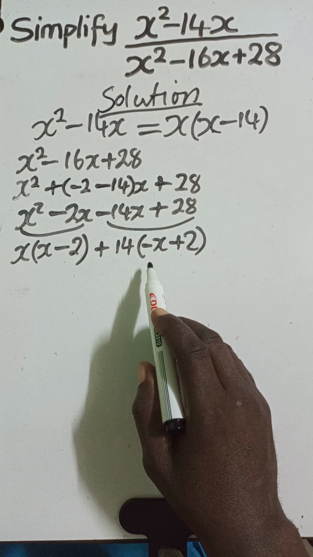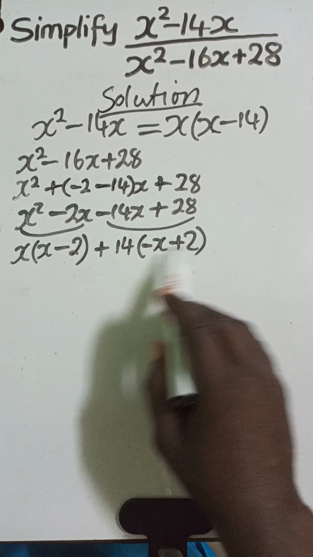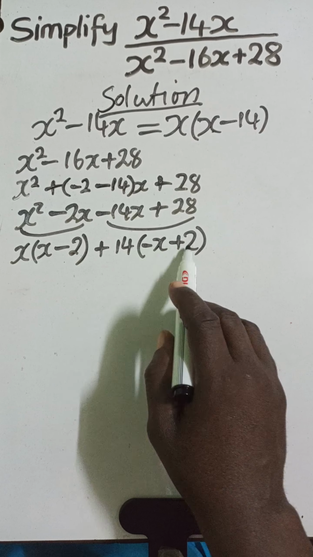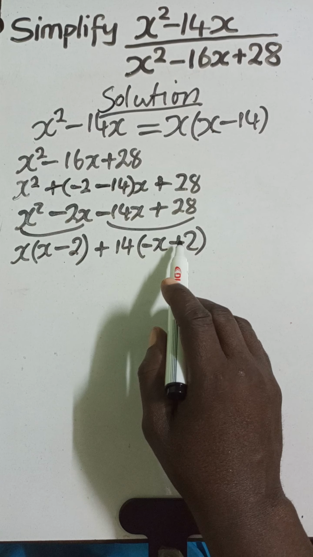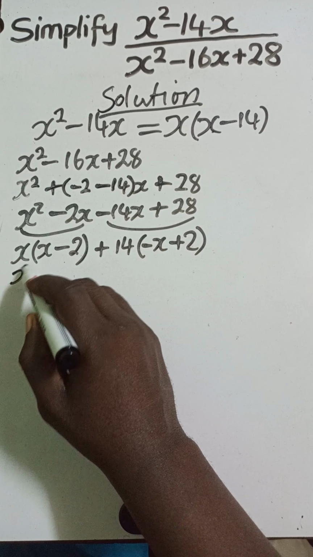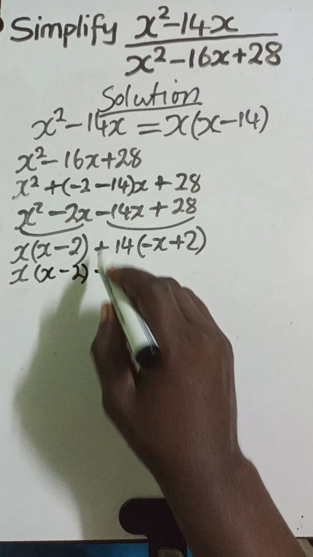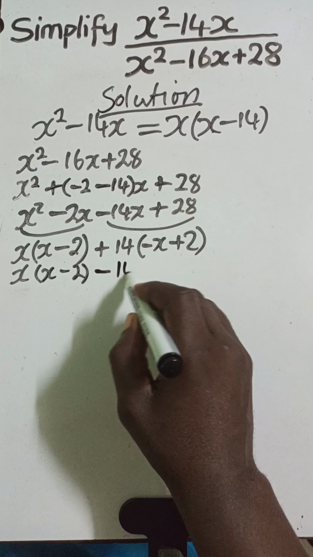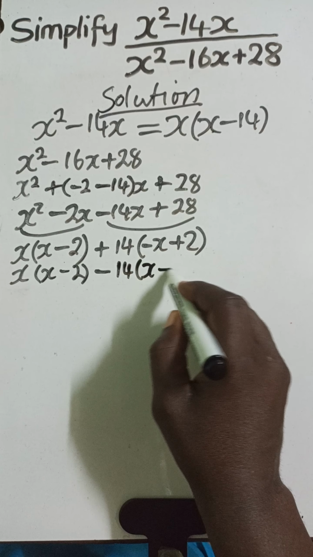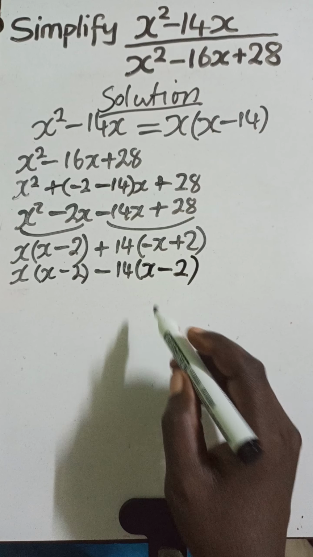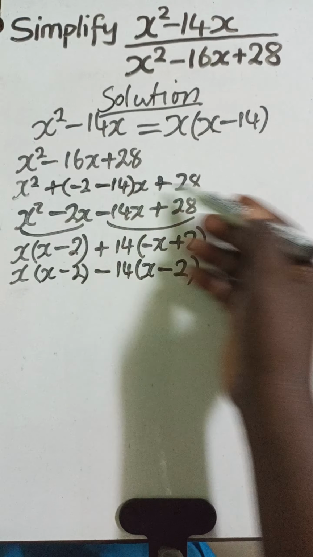It will make sense if we have x minus 2 and x minus 2 here. To be able to have x minus 2 here, we'll need to put this as negative so that this will become positive. All right, so we'll have x into x minus 2. So now instead of positive, we'll have negative 14 into x minus 2. We can always check to see if we have the same expression up here.